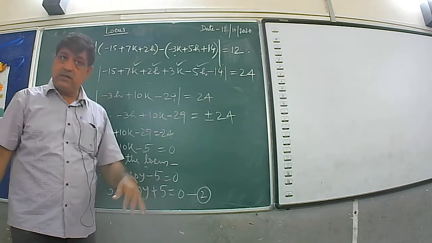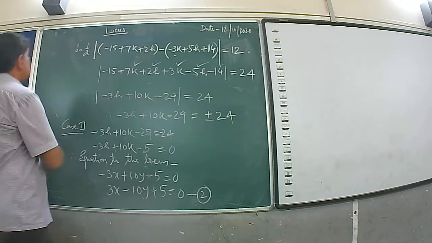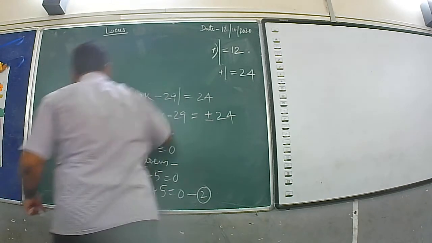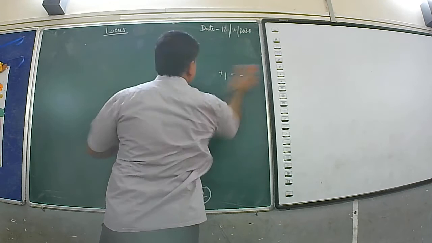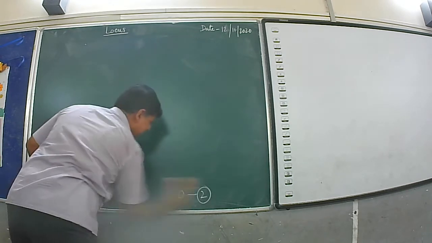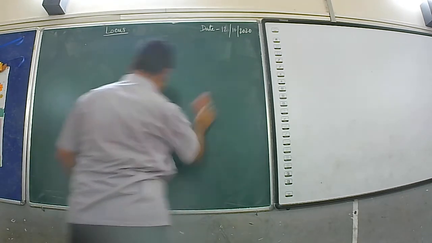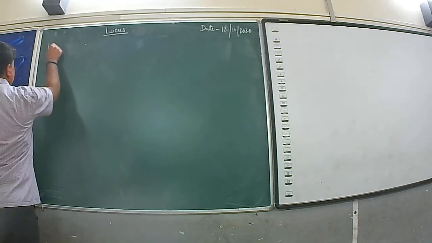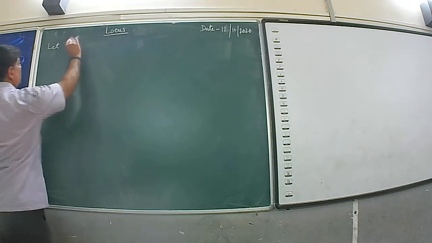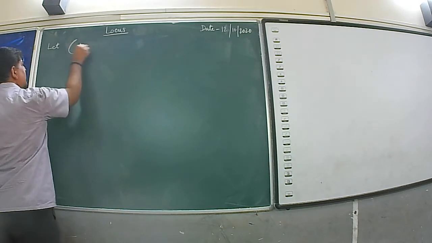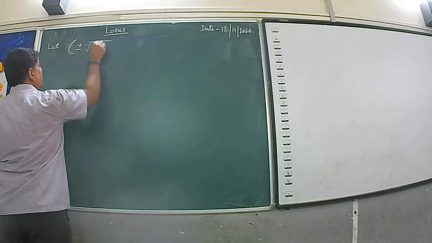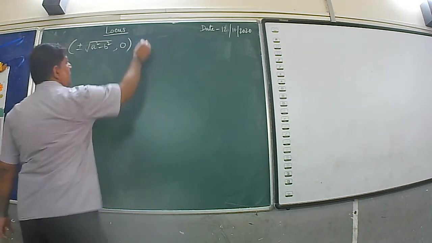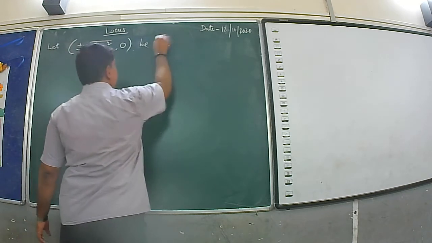Now let us take one more problem. Suppose we have two fixed points A and B. Let (plus minus root of a square minus b square, 0) be the two fixed points.